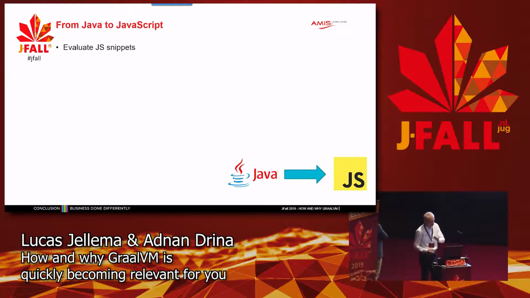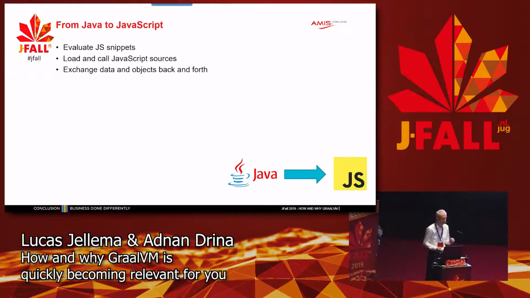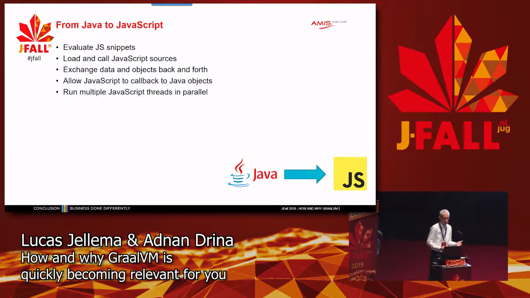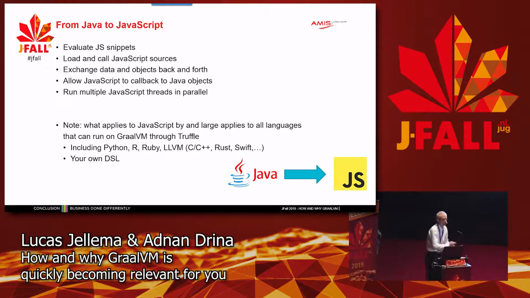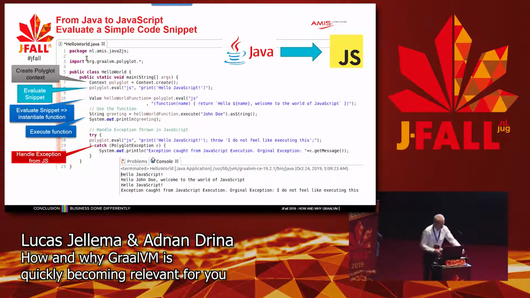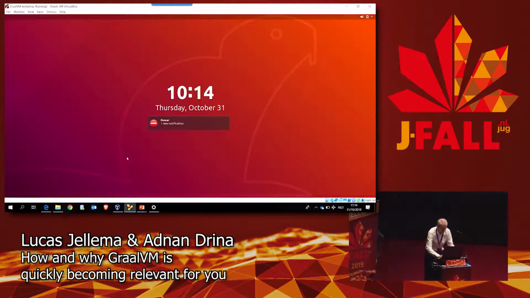So what we get in Java is the ability to evaluate JavaScript snippets, to load and call JavaScript sources, exchange data, allow JavaScript callbacks, and even run multiple JavaScript threads from a single application, which of course JavaScript by itself cannot do. Well, it's now starting to do something like that with the worker threads, but basically that's not what it does. And what applies to JavaScript on this slide applies to all the other languages that GraalVM and Truffle support as well. So here's an example, but maybe I should show it live.